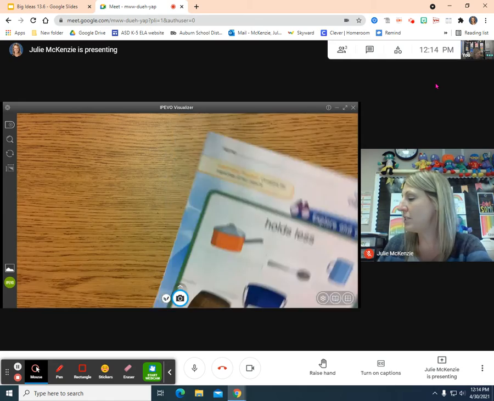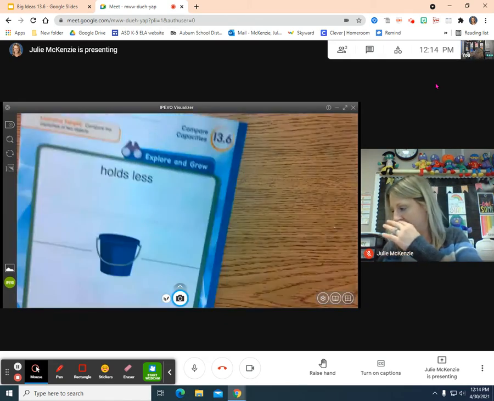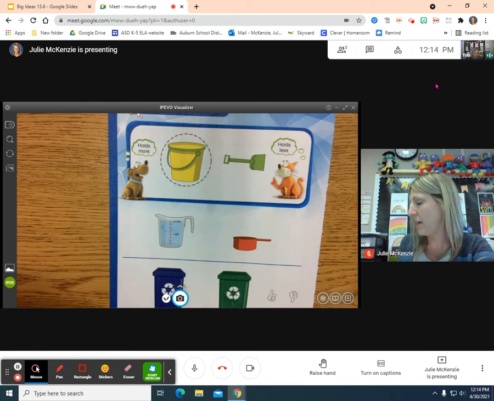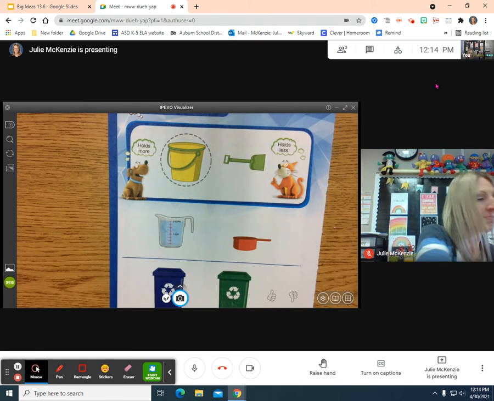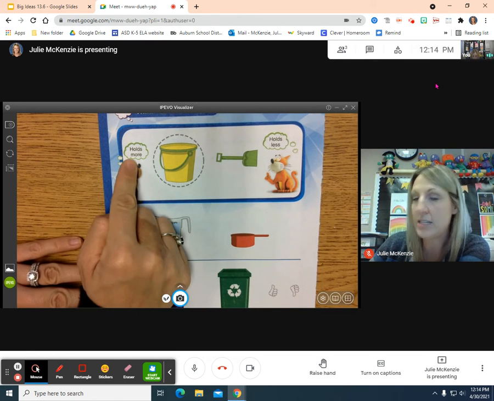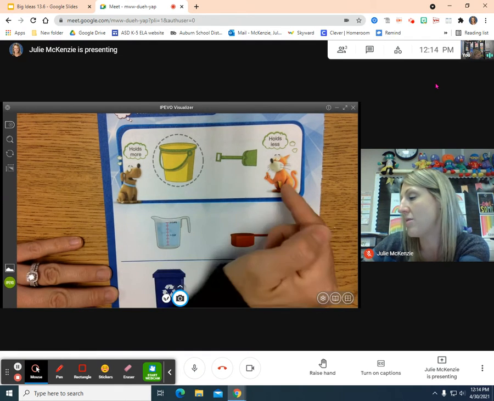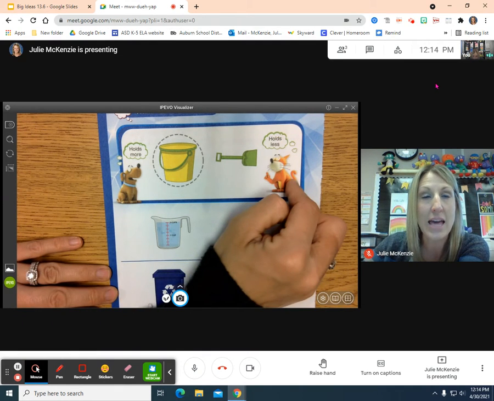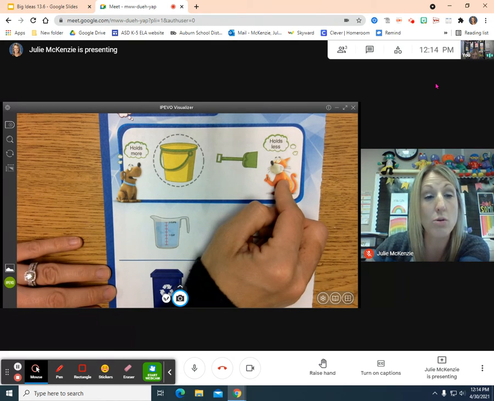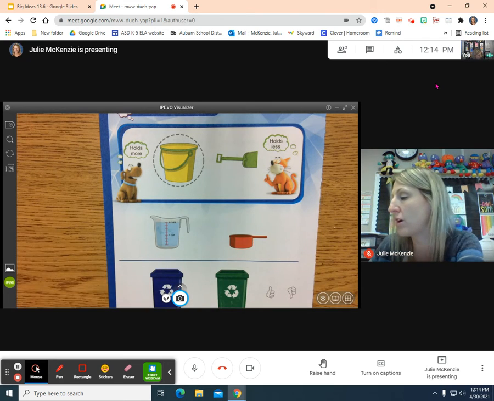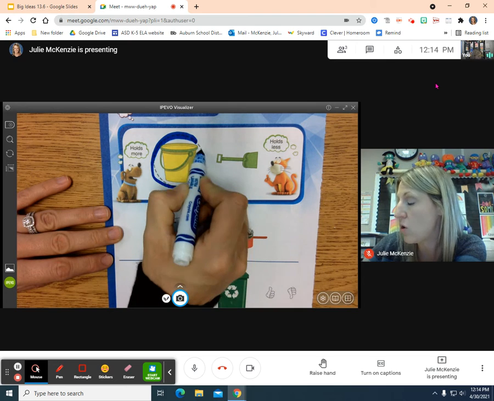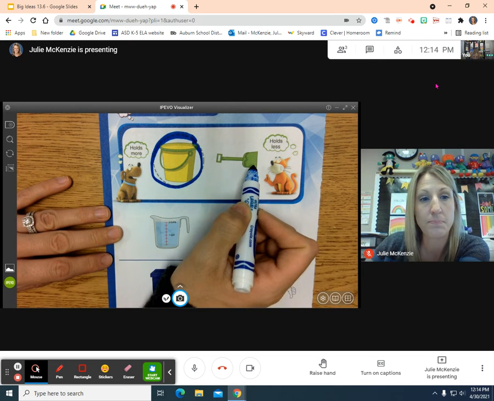All right, please turn your page to page 672. You're going to see a page that looks like this. Now, this first one is already done. You can see the dog says holds more, and the cat says holds less. The instructions for this one are to circle the object that holds more, the object that has the greater capacity. This is already done, but we know that a bucket can hold more than a shovel.